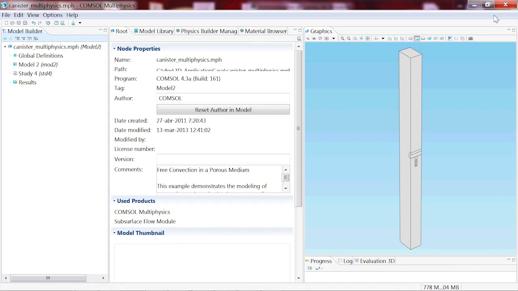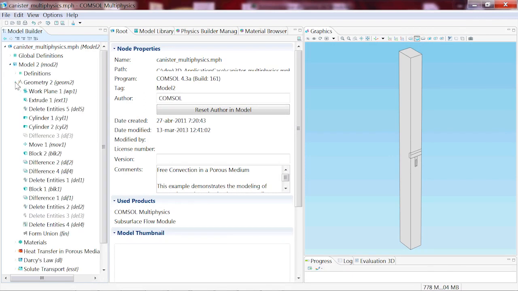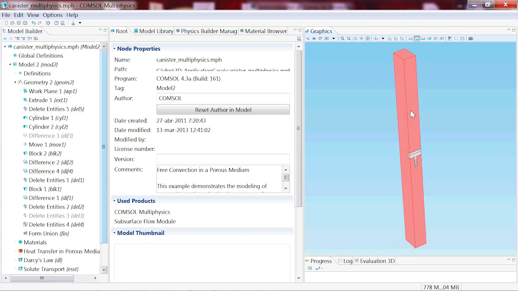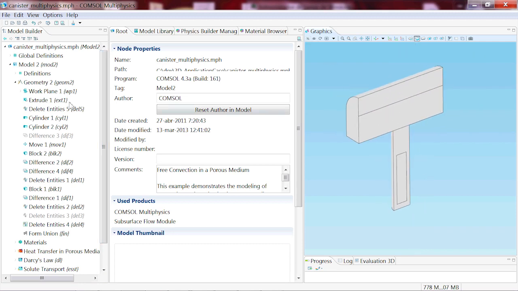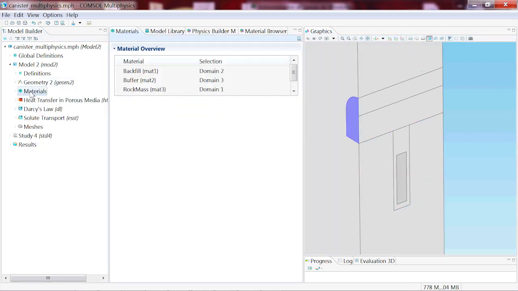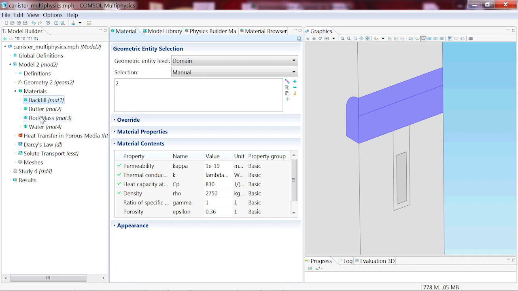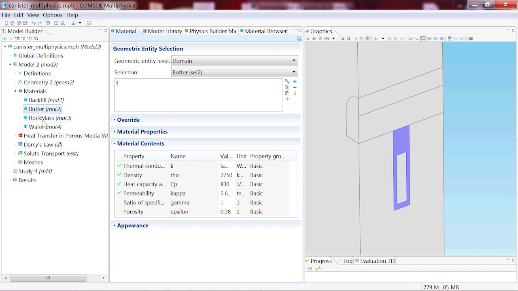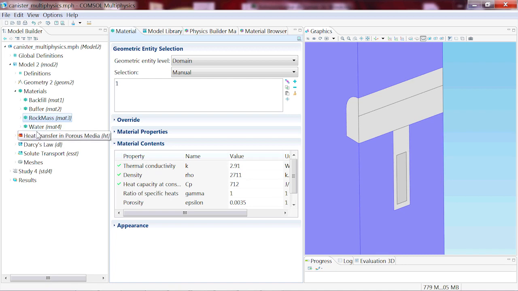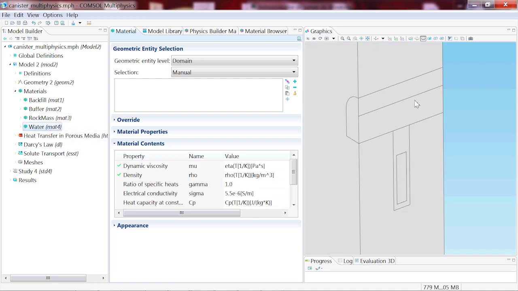We can see that we build the geometry using the COMSOL CAD tools. We have introduced a huge rock domain to keep the prescribed thermal condition reasonably far from the main release of heat from the canister. We have described different properties for each material. For the backfill, for the buffer, for the rock mass, and also for the water, which is present in the whole domain.